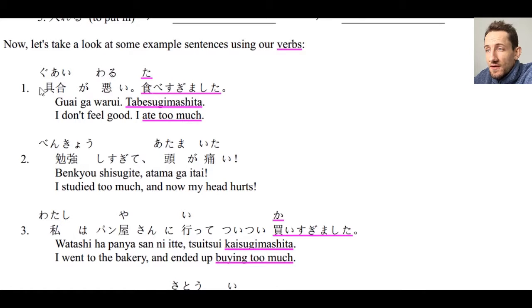Number 1, 具合が悪い。食べ過ぎました。I don't feel good. I ate too much. So 具合が悪い. This is a very, very good phrase that you should definitely try to remember. 具合が悪い, I don't feel good. Maybe you ate too much, or you drank too much, or you feel nauseous. 具合が悪い. I don't feel good.